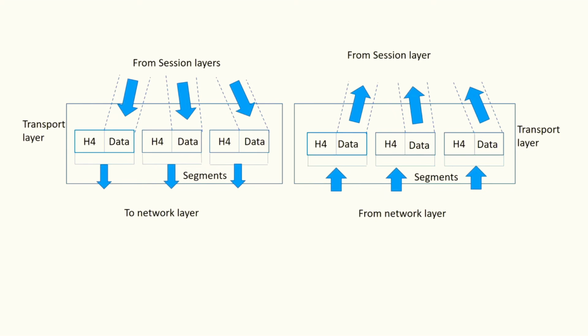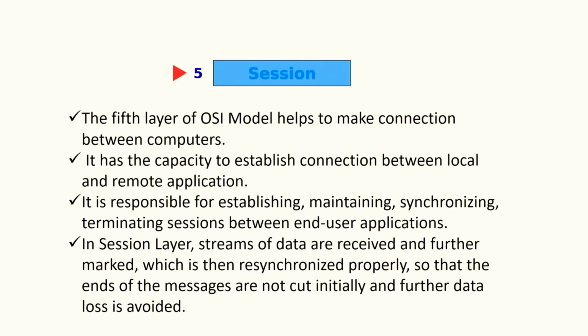That means the data packets flowing over the layers are all in encrypted form. From the physical layer to the application layer, it is in encrypted form. When the data is transferred from the transport layer to the session layer, which is the fifth layer of the OSI model, it is responsible for the synchronization and termination of the session.